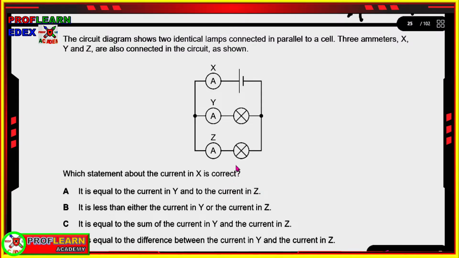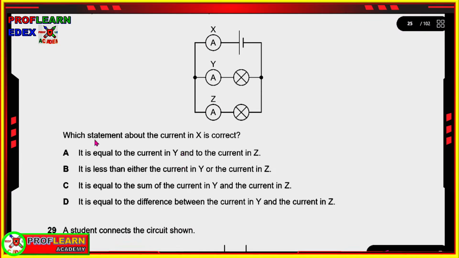28. The circuit diagram shows 2 identical lamps connected in parallel to a cell, and 3 ammeters X, Y, and Z, all connected as shown there. Which statement about the current in X is correct? So when current flows through, that current is going to be greatest here, then it will be split. So it's equal to the current in Y.